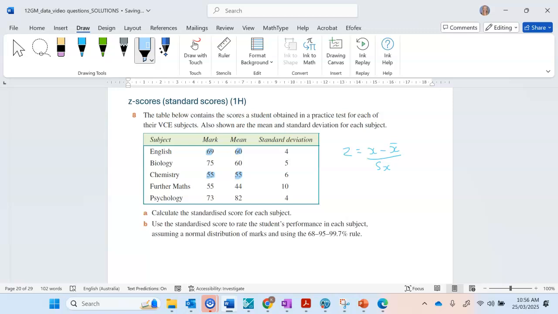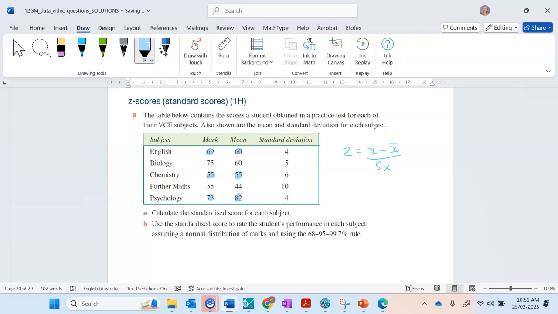Then I'm just seeing if there was one where we didn't do as well. So psychology got 73, but the mean of the class was 82. That means you did below average in psychology. So even though we can see that in psychology the result was quite high, in comparison to the rest of the class, it was low.